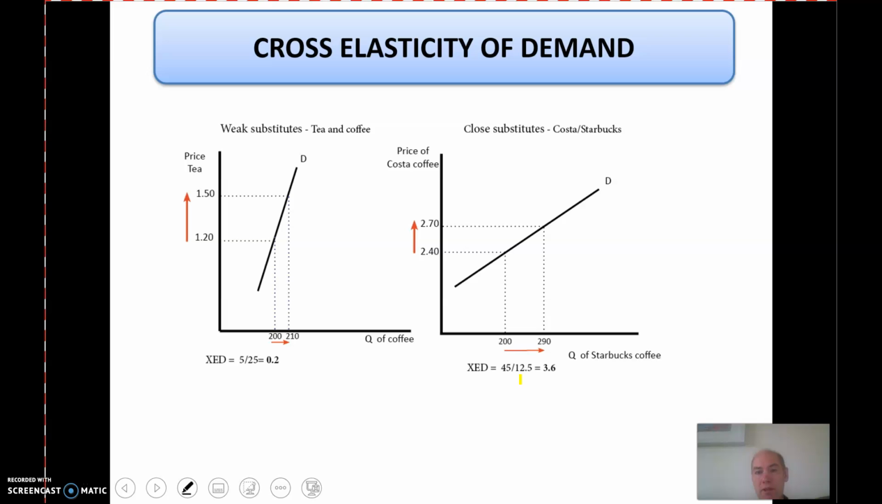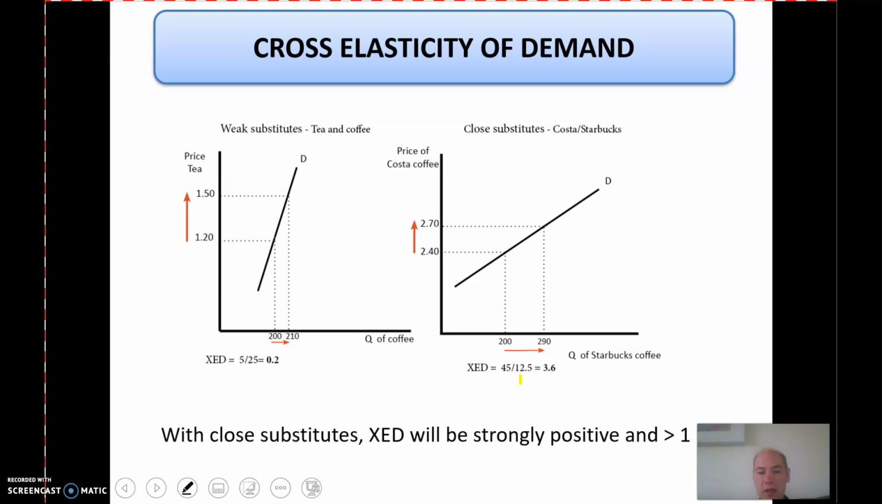In terms of close substitutes, so two coffees this time, Costa and Starbucks, an increase in the price of Costa coffee, say from £2.40 to £2.70, is going to lead to a much greater change in terms of demand for Starbucks. Okay, so closer substitutes, the important bit with close substitutes, cross elasticity of demand will be strongly positive and greater than 1.